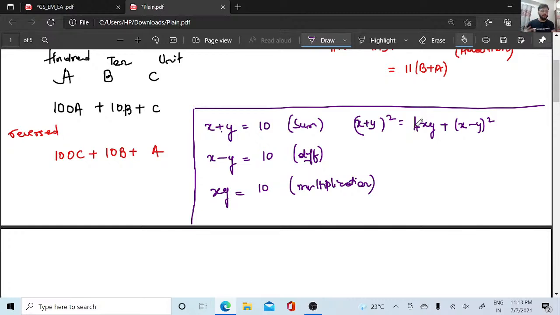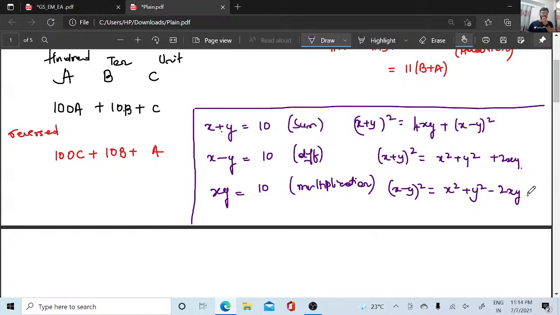Whenever they give you the sum of two numbers, this is the method you will be applying. By applying this method, you can clearly find out (x plus y) square and all. And if they ask you the square of two numbers, here (x plus y) the whole square is equal to x square plus y square plus 2xy. And if they give you the difference of two numbers, (x minus y) square is equal to x square plus y square minus 2xy. So just substitute x and y, and you will be getting the answer.